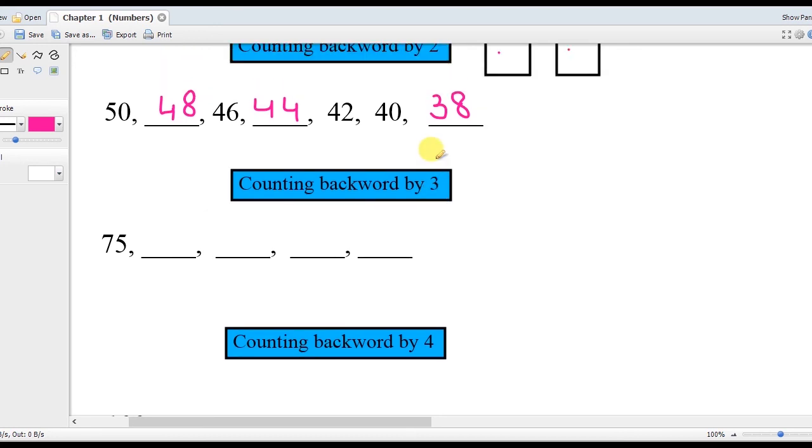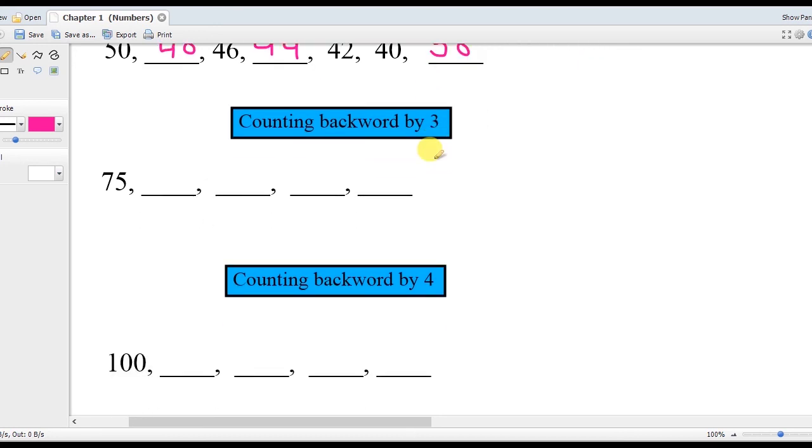Now if you got the concept, pause the video, solve the question and then come back, play it, and you can see what's happening here and compare your answers with these ones, right? Okay, go ahead. So 75, counting backwards by 3. The next number we'll have is 72. After that 71, 70 and 69. After that we have 68, 67 and 66. And then finally we have 63.